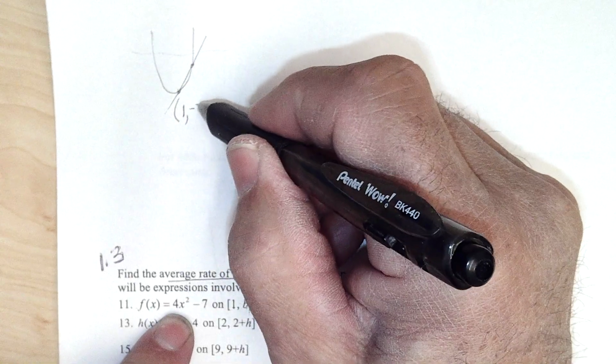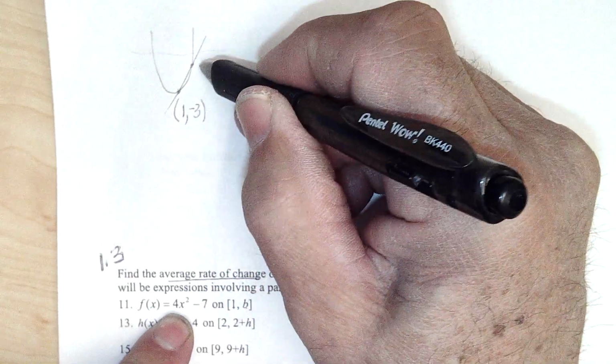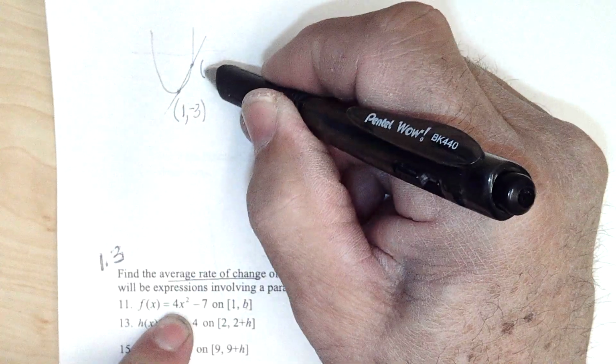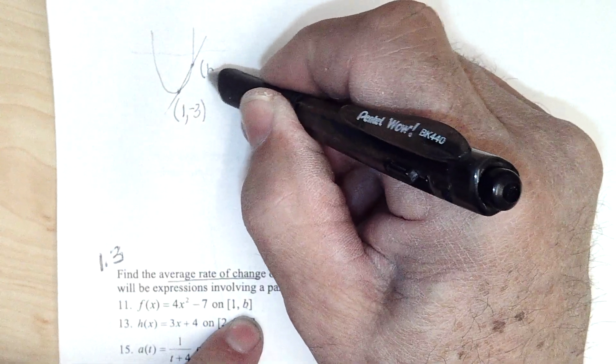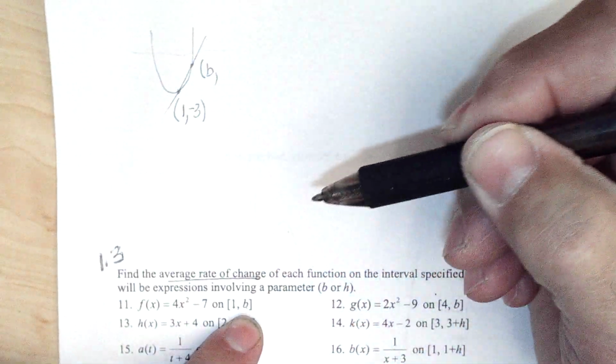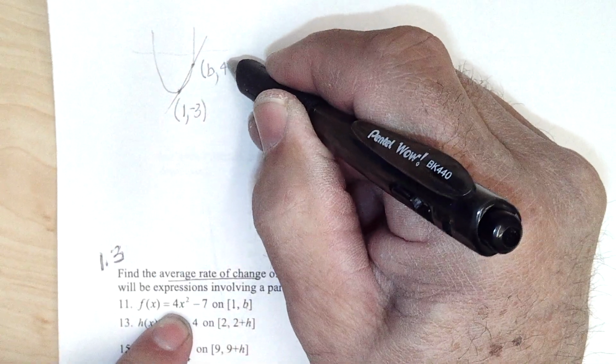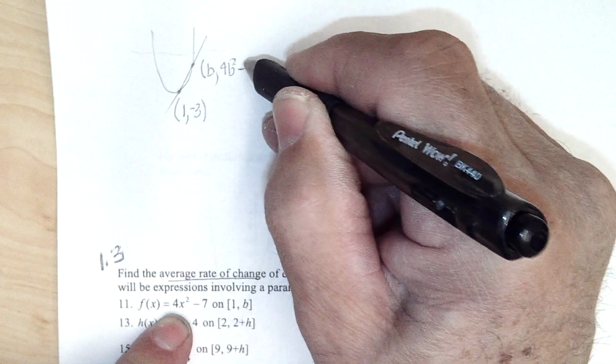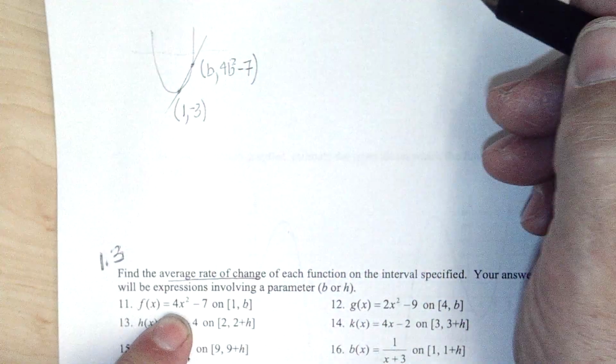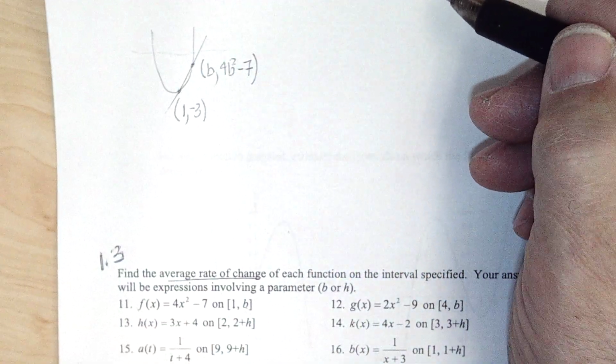So this point is 1, and 1 put into the equation would be 4 minus 7, which is negative 3. And this point would be b for the x-coordinate, and 4b squared minus 7 for the y value, putting b into this.